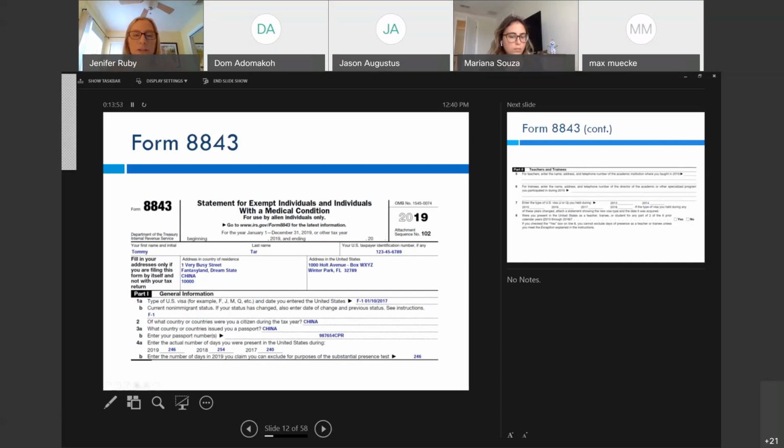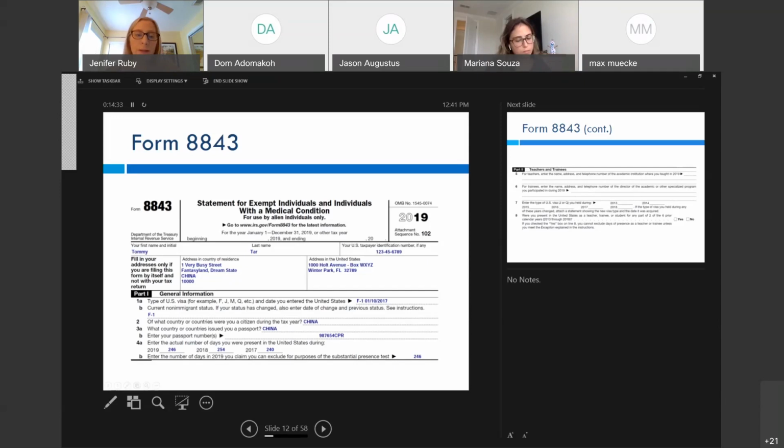So of course, the first thing will be your name, your addresses, both in your country of residence and in the US. And then part 1, where it asks for general information, this is where you're going to use your passport, and you're going to determine what visa you currently hold and the date you entered. And that would be the date you first entered with that status. And so this form, again, to remind you, is only to be used for student purposes for anyone on an F, J, M, or Q status. And then your current non-immigrant status.